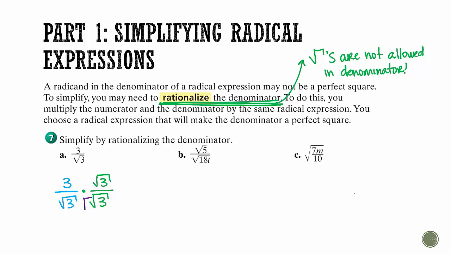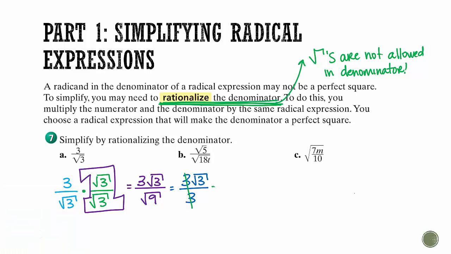So when I do this, I end up on the top with 3 times the square root of 3. And on the bottom, remember I can multiply those numbers together, so I get the square root of 9. And something magical happens. The square root of 9 is a perfect square, and this should happen every time. So you end up with 3 root 3 divided by 3. There's no more square root in the denominator, which is what we want. We want to rationalize it. And then we can simplify this. 3 divided by 3 is just 1, so this ends up as the square root of 3.